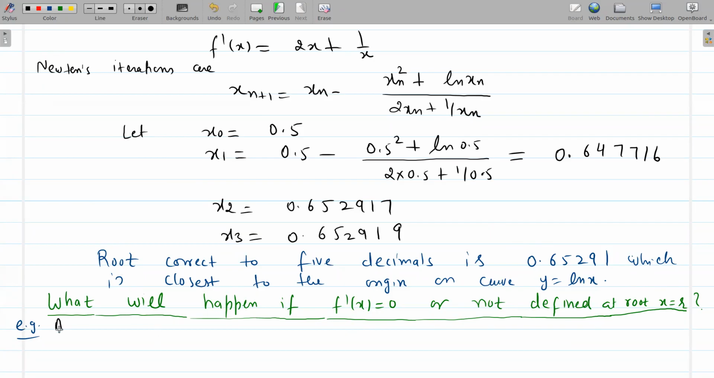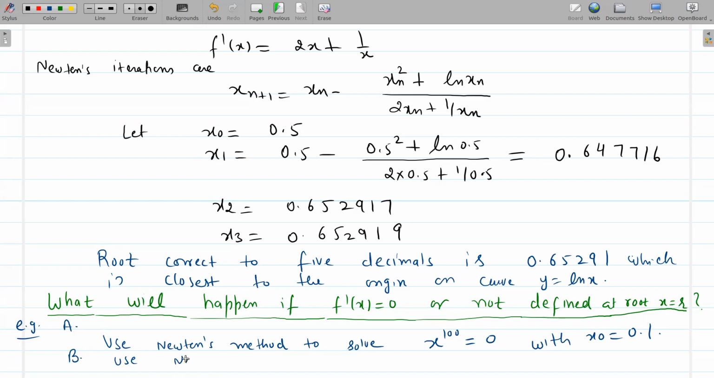So I am solving two problems here. The first problem, let us say this is A, says use Newton's method to solve x^100 equals 0 with initial guess 0.1, and in part B, same, use Newton's method to solve x^(1/3) equals 0 with the same initial guess 0.1.